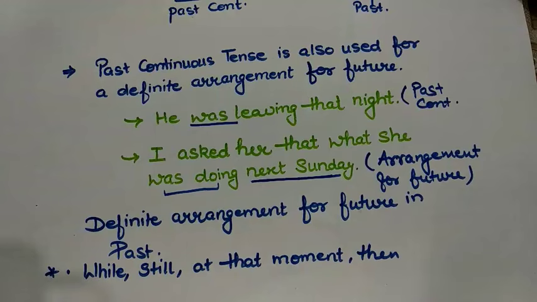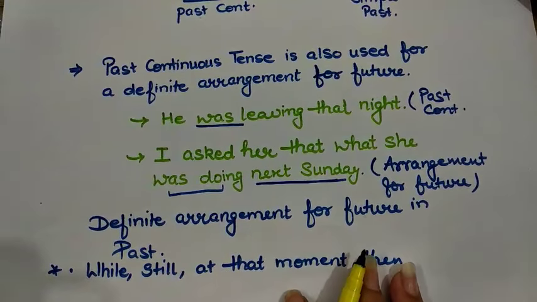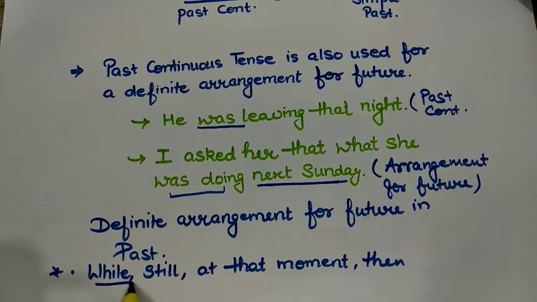One more thing about past continuous tense. Words like while, still, at that moment, then, etc. are used to express progressive action in the past. So, whenever we are using these words, we can consider them in past continuous tense depending on the context of the situation or the given example.